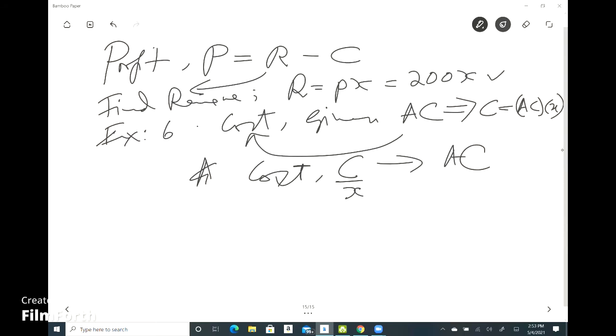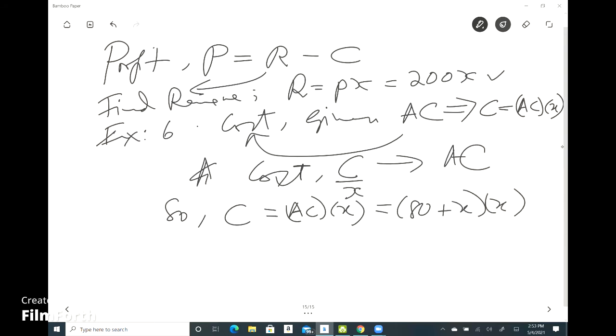All right. So here, given your average cost is equal to 80 plus X, your cost is equal to the average cost multiplied by X. So you put in the average cost multiplied by X, you get that function, and that is equal to 80X plus X squared. So you got the cost function. I already have the revenue.